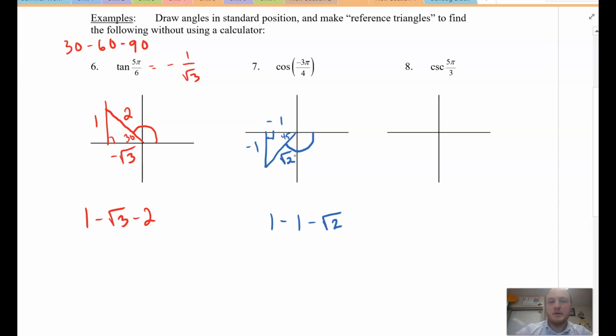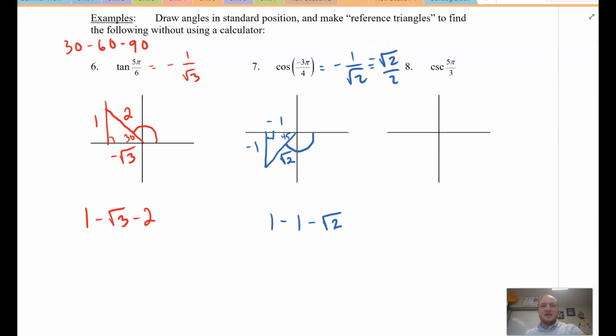Okay, so cosine is adjacent over hypotenuse. So we have negative 1 over root 2. Okay, and if you want, we generally know that cosine and sine of a pi over 4 angle is going to be root 2 over 2. And again, this one is negative. You can rationalize it if you want.